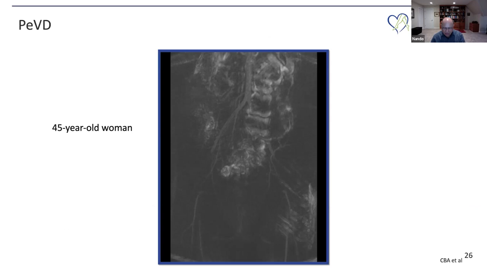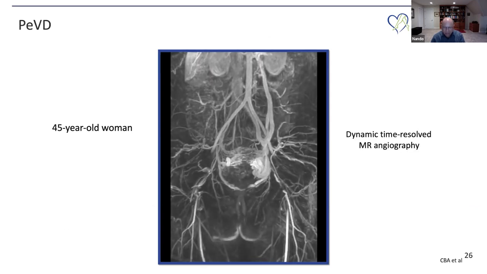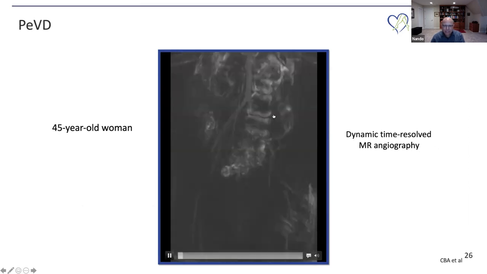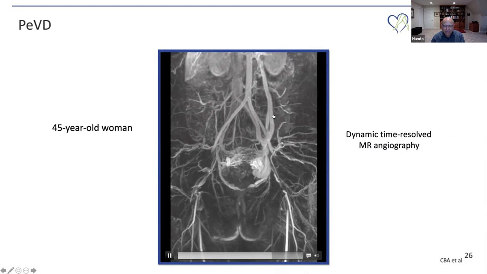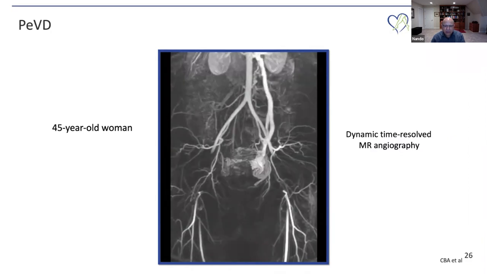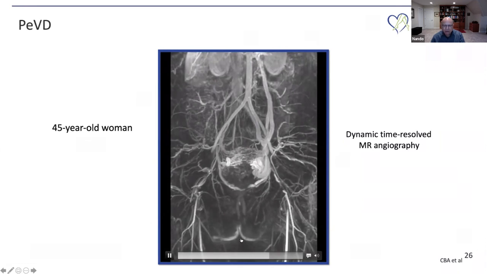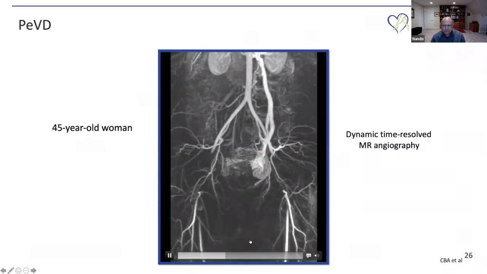Dynamic time-resolved MRI angiography movie loop of the same patient beautifully demonstrates the flow of contrast down the dilated left gonadal vein, the filling of the pelvic varices, as well as the vulvar varices.